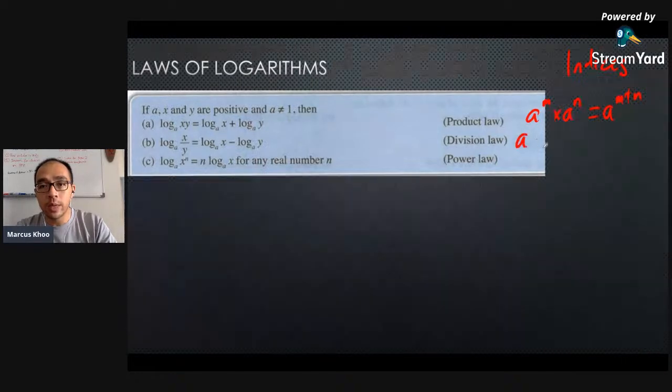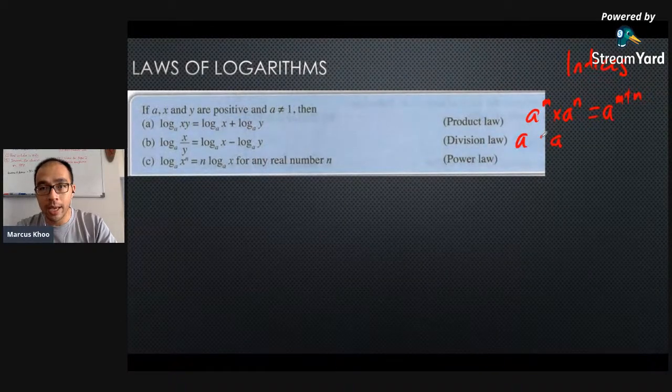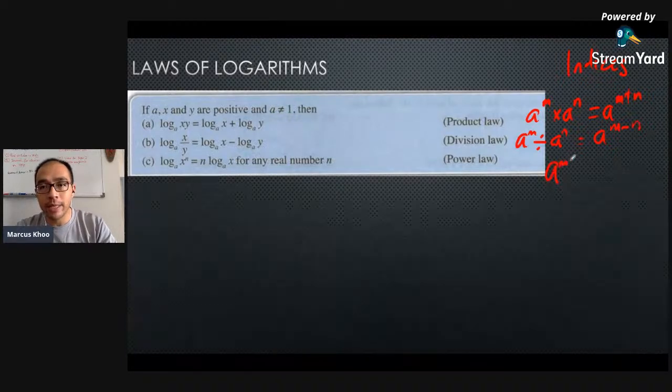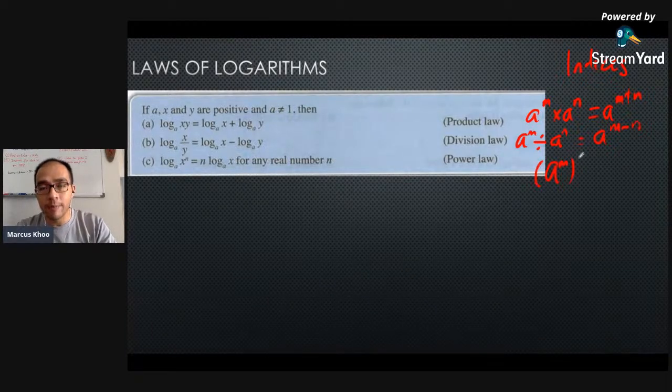If the two bases are the same and you divide them, but with different indices, you will get A to the power of M minus N. And of course, if you have a base that you raise to a power, with the power of N, this will be A to the power of M times N. These are the three laws of indices that we studied before.